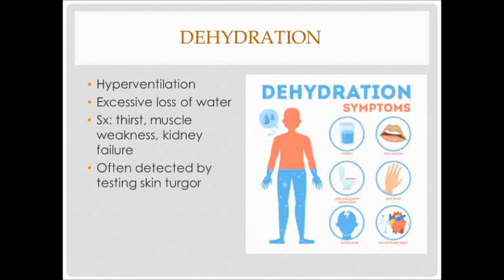Symptoms of dehydration can include thirst, muscle weakness, kidney failure. It can be really serious long term. It can result in death. You can test dehydration by testing skin turgor. So if you are to pinch the skin right above your knuckles on your fingers, if it returns back to your finger really slowly, that's a sign of dehydration. If it snaps right back to your knuckle, that means that you are well hydrated.